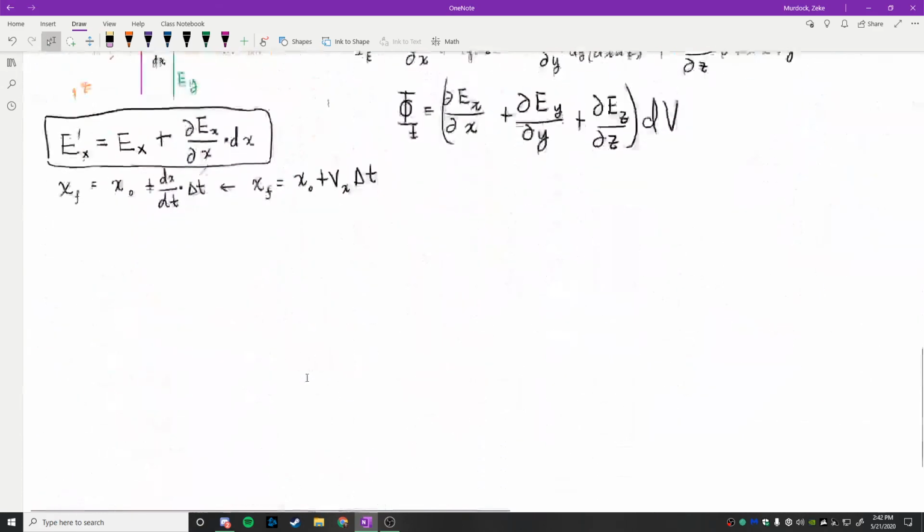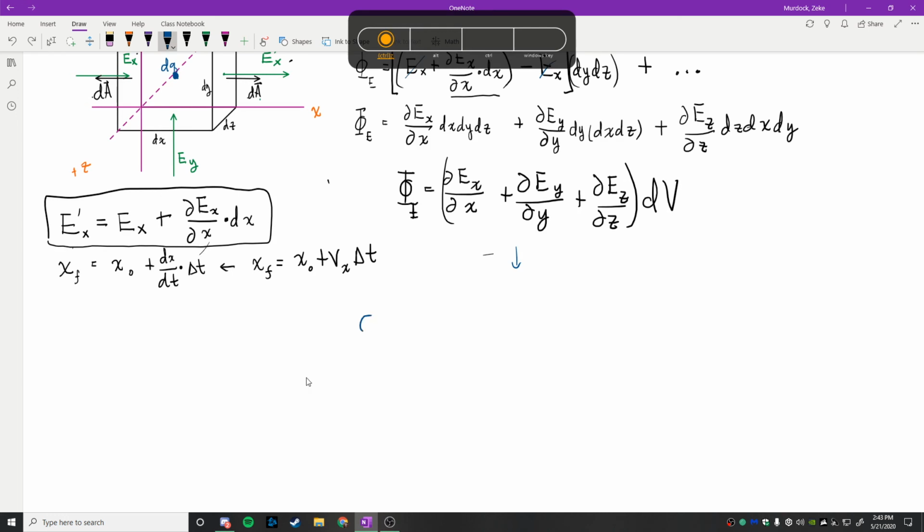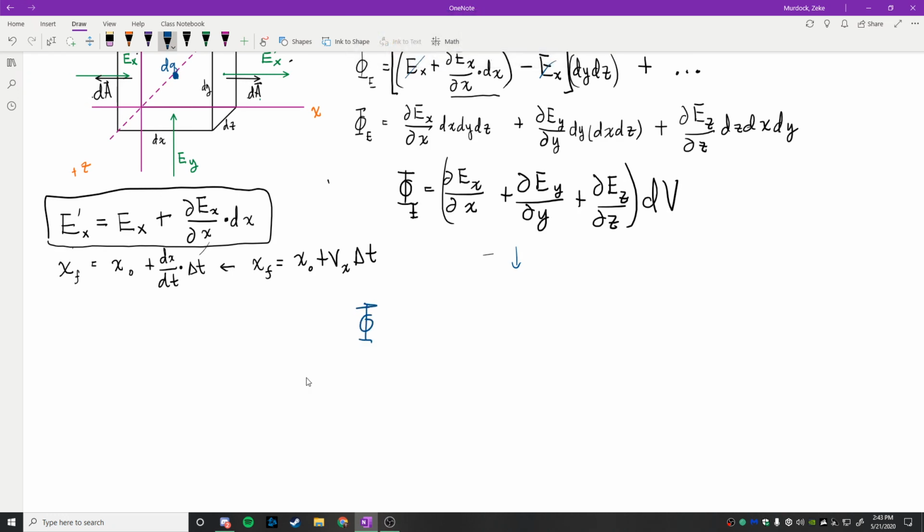So now we can write it in even more closed form. So now what we've got is electric flux, divided by dV, is equal to the divergence of the vector field E.